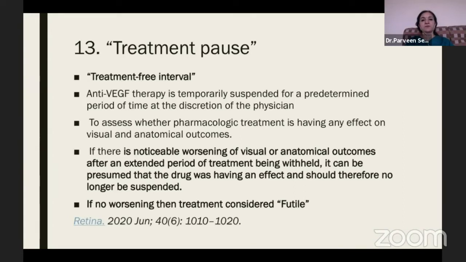A treatment-free period is usually given when, after a long time, you feel that the patient is still not showing much improvement. You stop the anti-VEGF for a while and see whether, after stopping, the disease is worsening. If the disease is worsening, you know at least some effect the anti-VEGF was having, so you continue with it. But if after stopping the drug there is also no worsening, then, as described in the Retina journal in 2020, this lesion is called a futile lesion, in which case you can consider cessation of therapy.